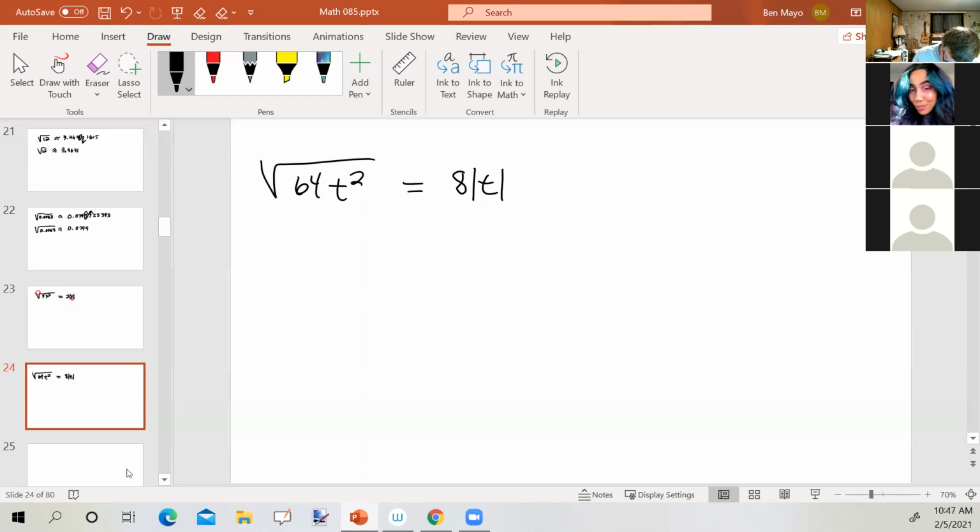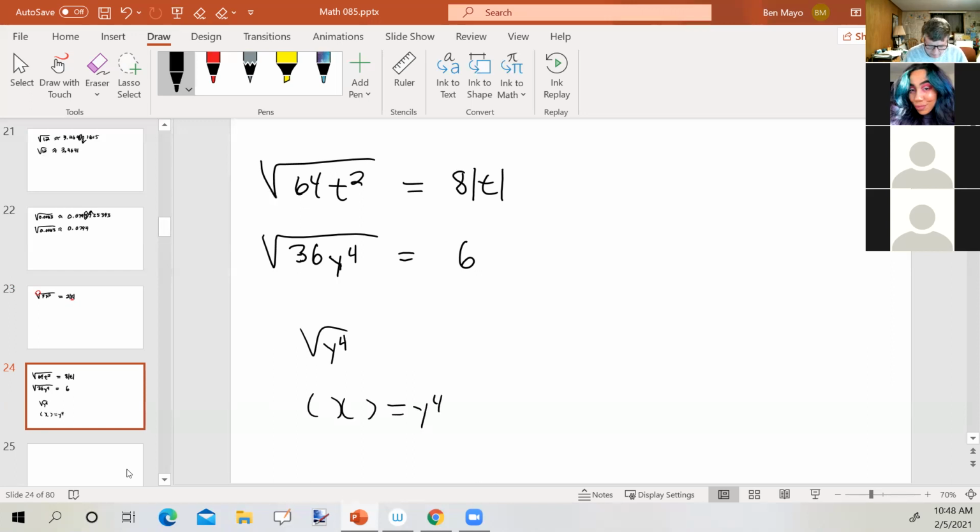All right, how about this? The square root of 36 y to the 4th power. Same instructions, assume there's no restrictions on the variable. So what would the square root of 36 be? 6. Good. What would the square root of y to the 4th power be? Would you get the square root of the 4, or how does that work? No, we're taking the square root of y to the 4th. So what times itself would be y to the 4th? Y to the second. Yes, y to the second.